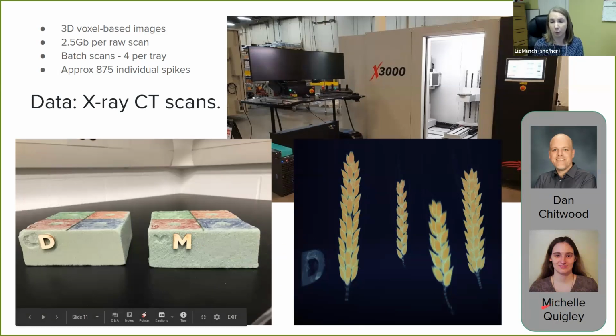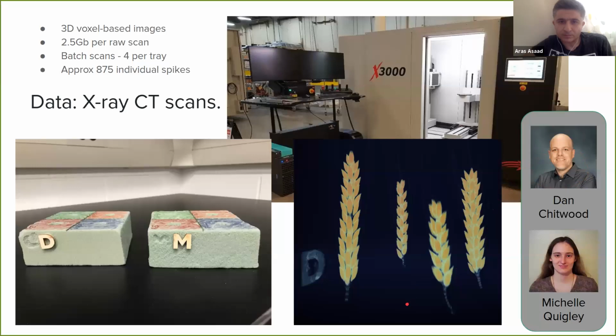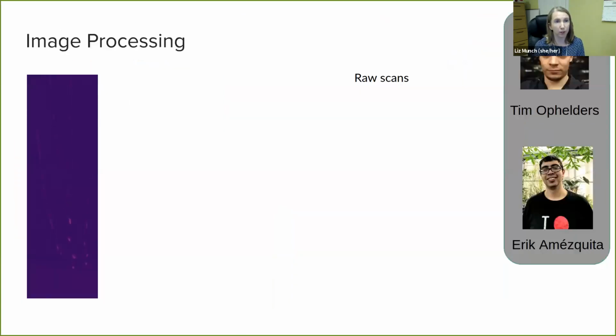I should point out that Michelle Quigley is the postdoc who's been doing all of the fantastic X-ray CT scanner work, and this machine is in Dan Chitwood's lab. So we have about 875-ish spikes of barley to mess around with.